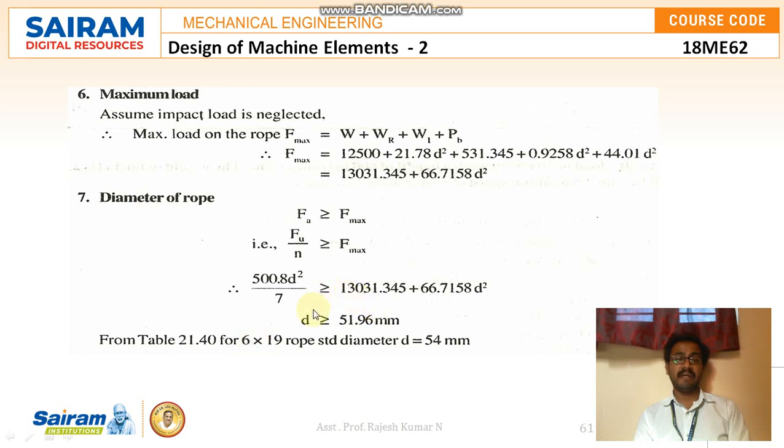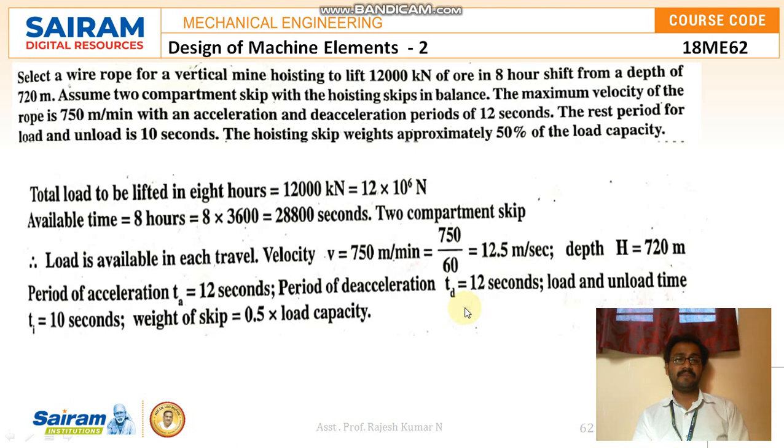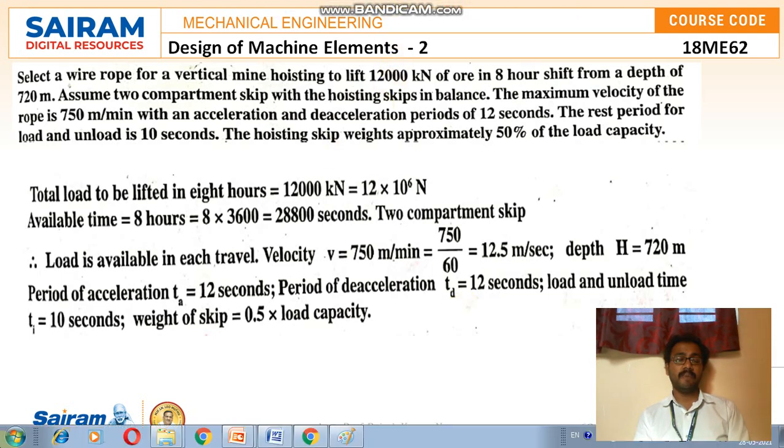So after simplifying, I'll be getting a d value as 51.96. From table 21.40 for 6 cross 19 row, the standard diameter would be 54 mm. Then we shall move to the next problem.